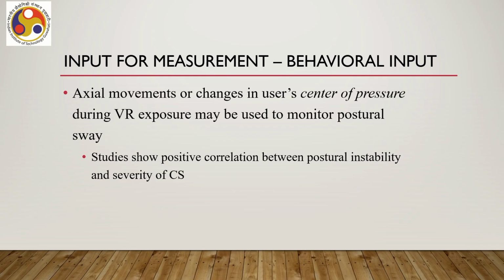Axial movements or change in the user's center of pressure during VR exposure can be used to monitor postural sway, which is one of the ways to measure CS. Studies have shown a positive correlation between postural instability and severity of CS. So, postural sway can be measured using axial movements, and it has been found that postural sway can be an indicator of severity of CS.